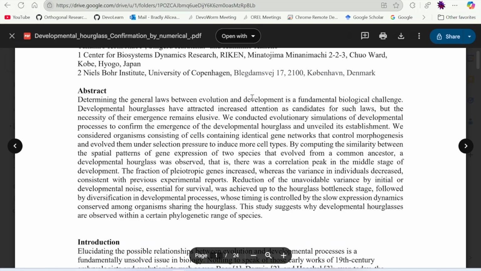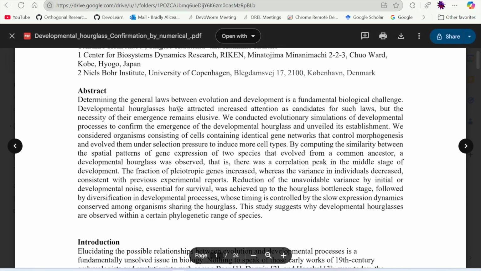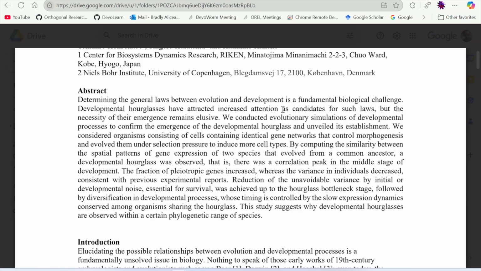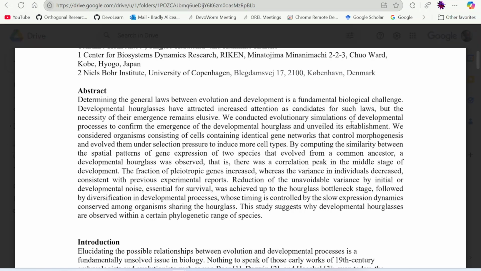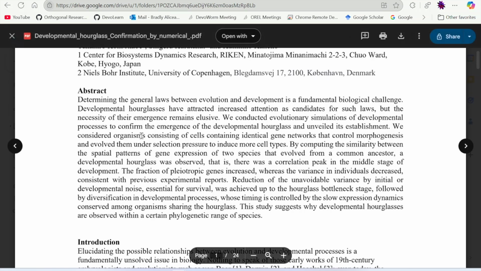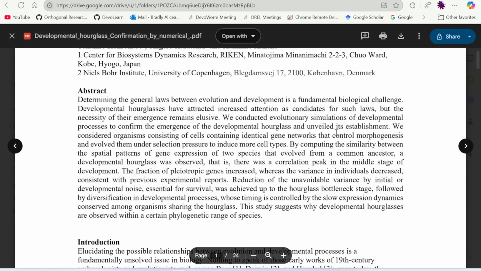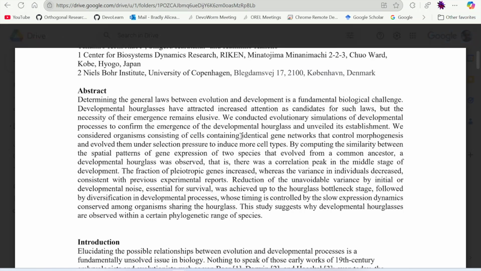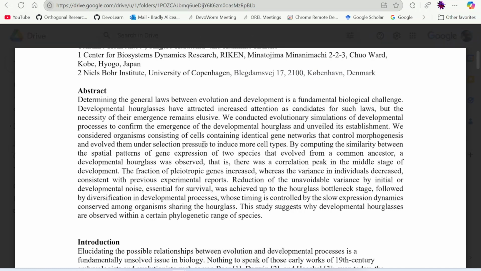Determining the general laws between evolution and development is a fundamental biological challenge. Developmental hourglasses have attracted increased attention as candidates for such laws, but the necessity of their emergence remains elusive. We conducted evolutionary simulations of developmental processes to confirm the emergence of the developmental hourglass and unveiled its establishment. We considered organisms consisting of cells containing identical gene networks that control morphogenesis, and then evolved them under selection pressure to induce more cell types.